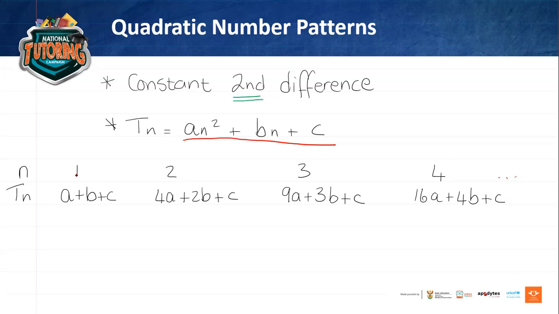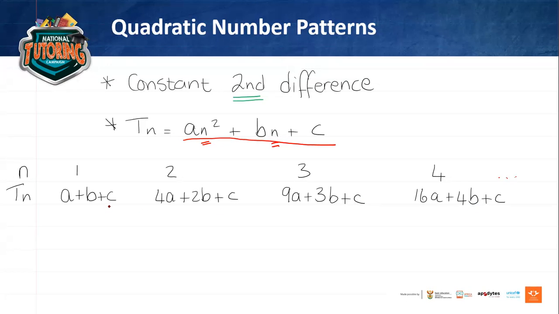So in the first term, my n value is 1. So a plus b plus c, if I substitute in a 1 in the place of this n. If I write down my second term, substituting in a 2, I'm going to get 4a plus 2b plus c. The third term, if I substitute a 3 in the place of n, I get 9a, 3 squared a, plus 3b plus c, and I've done it for 4 as well.